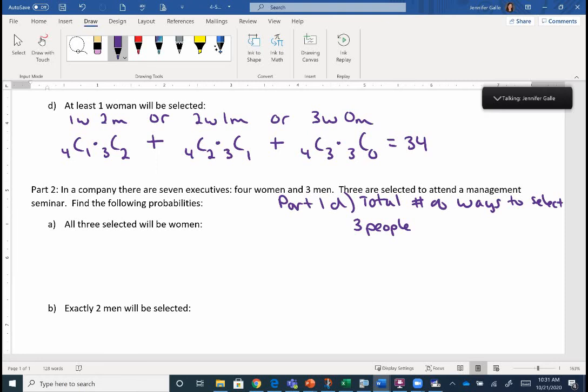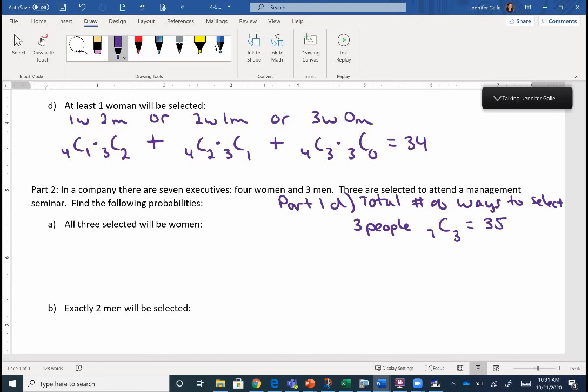There are 7 total people. We are going to choose 3 of them. This is just total combinations. Total combinations for our 7 different executives, choosing 3 of them. That will give us 35.